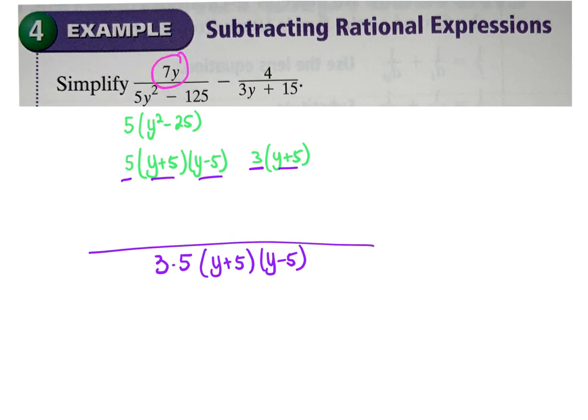I'm going back up to the 7y. If I look, I have the 5, the y plus 5, and the y minus 5. So 7y, if I look at this one, my denominator has the 5, the y plus 5, and the y minus 5. It is just missing the 3. You see that? I'm just missing the 3 from this one. So that's what I'm going to multiply by, the 3. Subtract 4. So let's look at this one, the 4. For this denominator, I have the 3. I am missing the 5, right? I have the y plus 5. I'm missing the y minus 5.